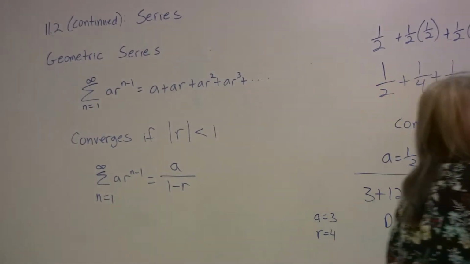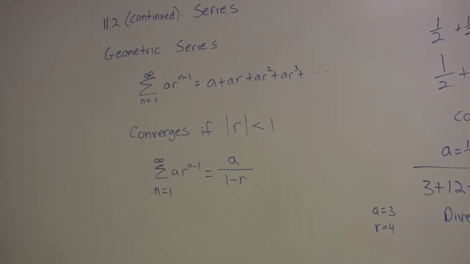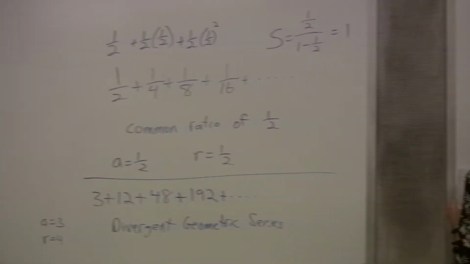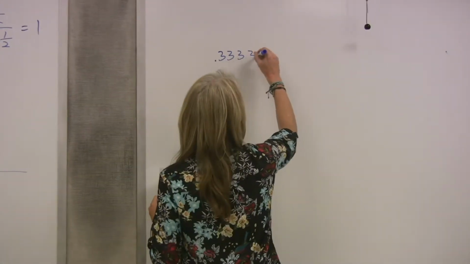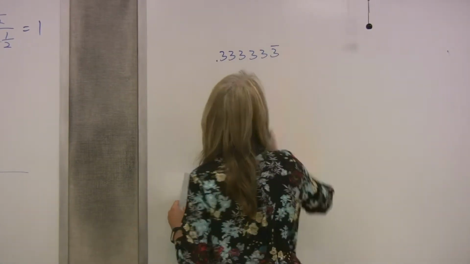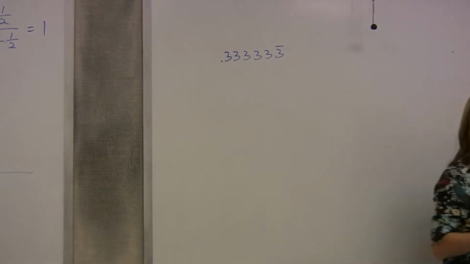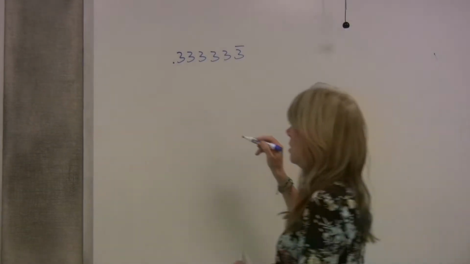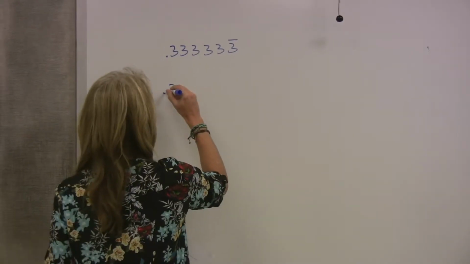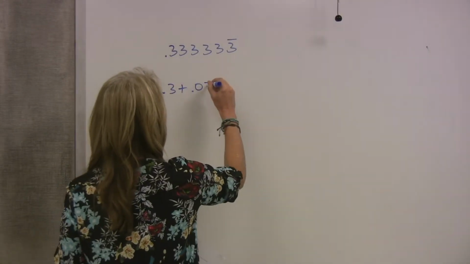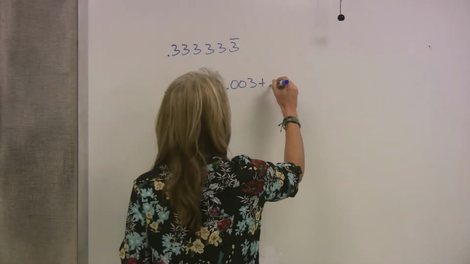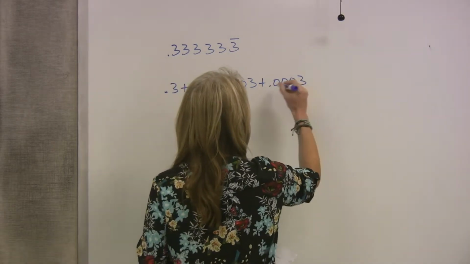Let me show you something that you already know in a different way. We talked about this last time too. Remember this decimal we talked about last time? And I said it's actually a series. It's equal to 0.3 plus 0.03 plus 0.003 and so on.